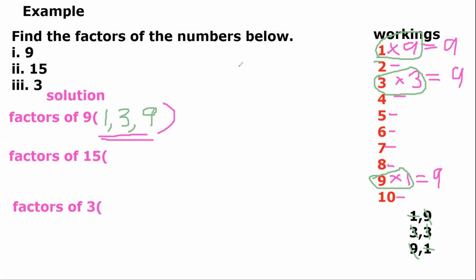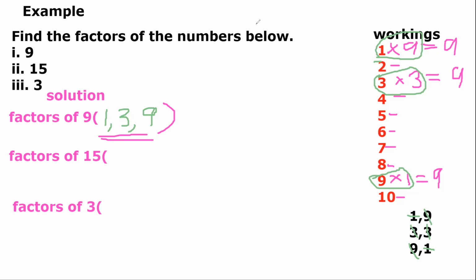So let's move on to the 15. Therefore, the factors of 9 here are 1, 3, and 9. They are the 3 members, or the 3 factors: 1, 3, and 9. So the factors of 9 have 3 elements or 3 members.